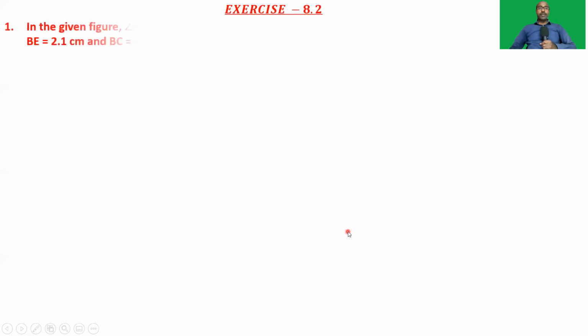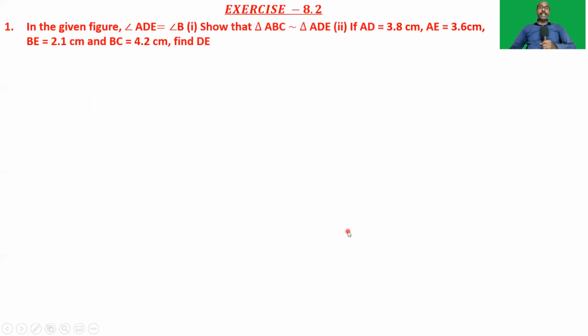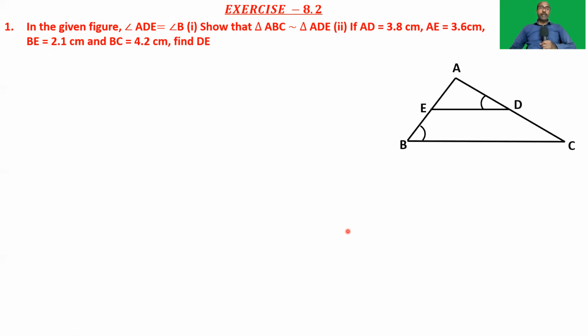First one, in the given figure, angle ADE is equal to angle B. Show that triangle ABC is similar to triangle ADE. And also, if AD is equal to 3.8 centimeters, AE is equal to 3.6 centimeters, BE is equal to 2.1 centimeters, and BC is equal to 4.2 centimeters, find DE. And this figure is given.